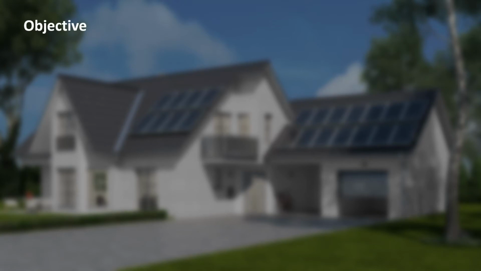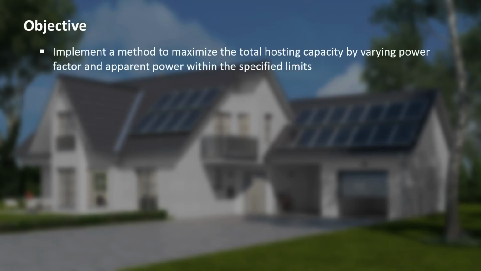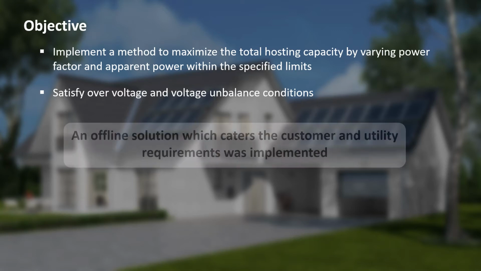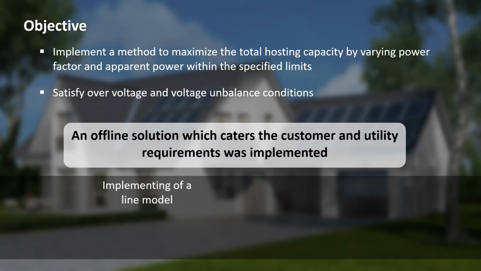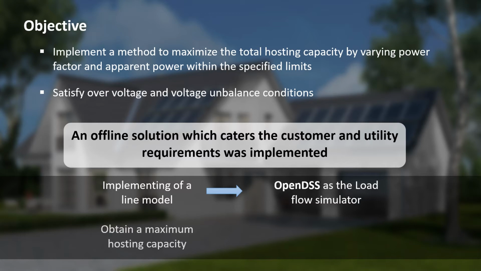The main objective was to implement a method to maximize the total hosting capacity by varying power factor and apparent power within the specified limits, such that overvoltage and voltage unbalance conditions are satisfied. An offline solution which caters to both customer and utility requirements was developed. To model the distribution line, OpenDSS was used as the load flow simulator, while MATLAB was used to perform the mathematical optimization in order to obtain the maximum hosting capacity.